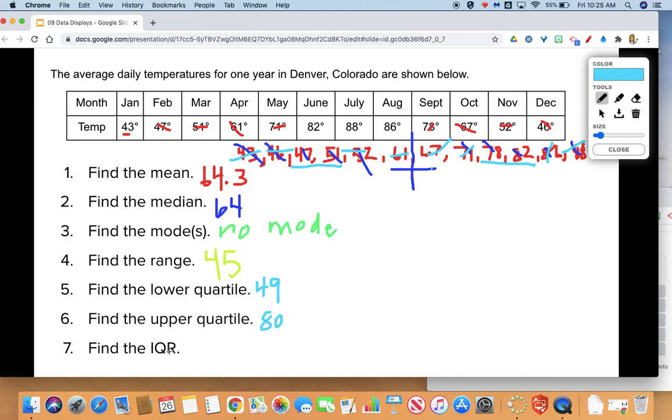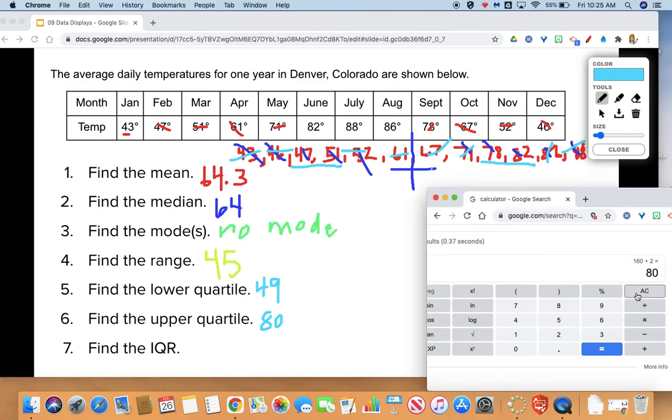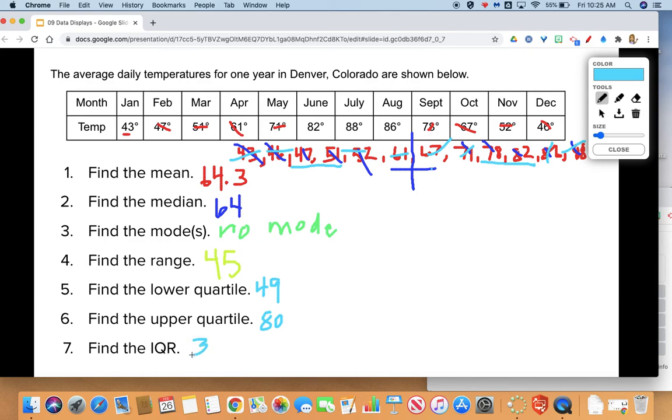Remember that IQR, the interquartile range, is subtracting your quartiles. So 80 minus 49 is going to give us that answer, which is 31. If you guys have any questions about these landmarks, please check in with your teacher.